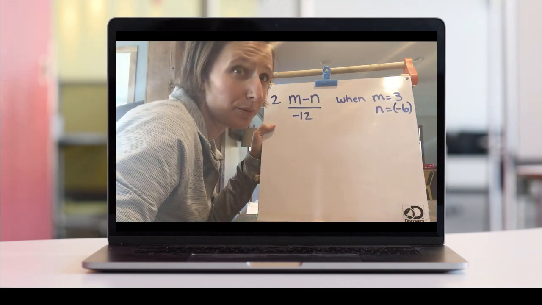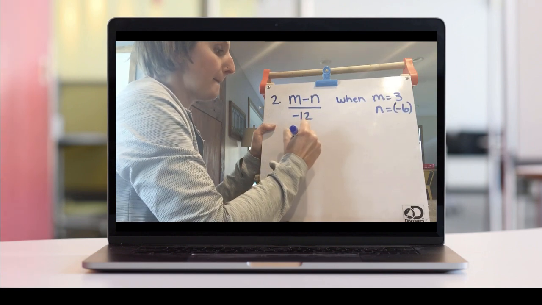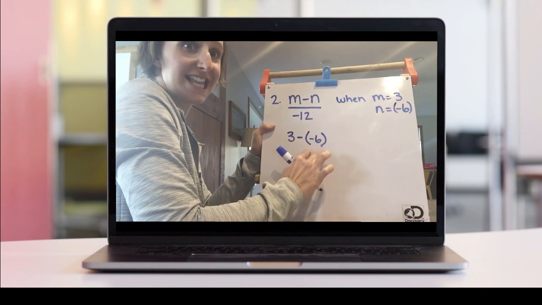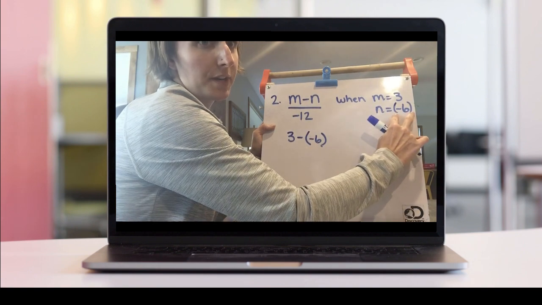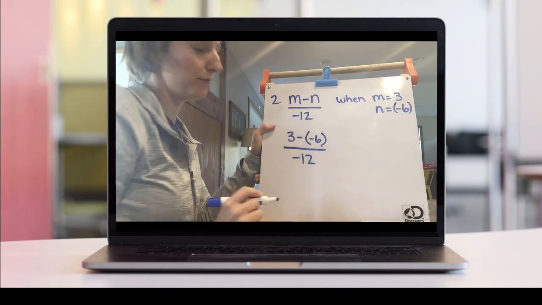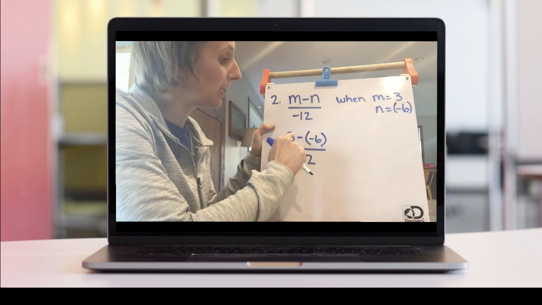Moving forward, let's make sure that we do that. So let's take our values and plug it in. 3 for m minus, see, -6. Isolate that negative. Thankful we put that parenthesis over here to isolate. Over -12.